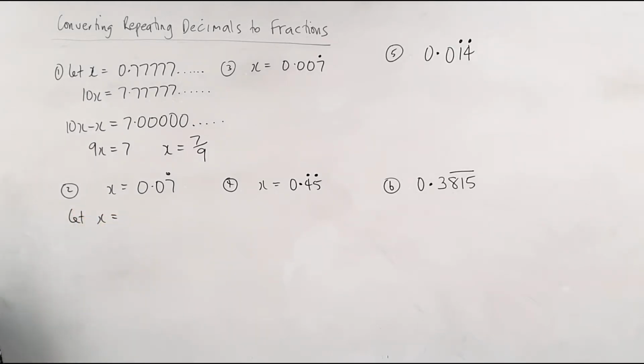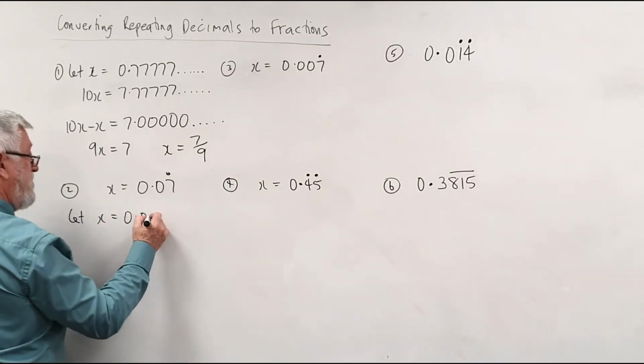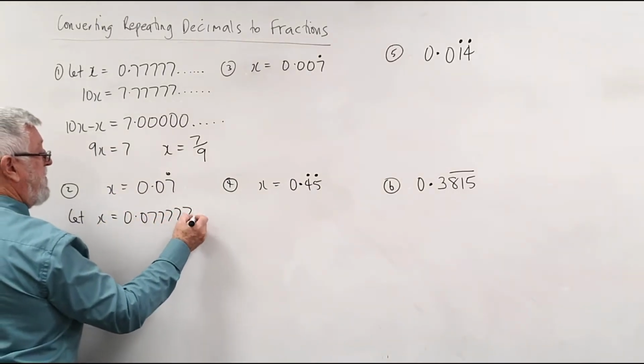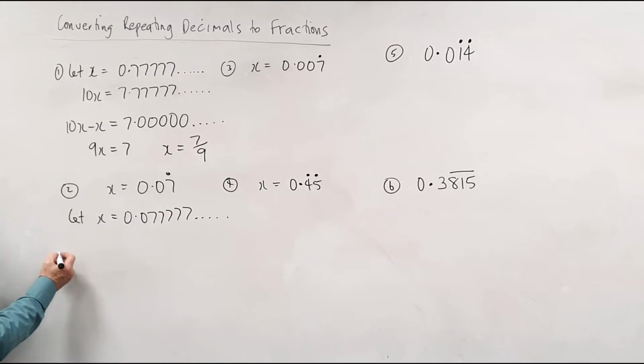I'm going to write it this way this time. So help me with this one. Let's see if you alone can do this. I'm going to write that as 0.07777, to make life easier till you get the hang of it. Now what are we going to do?